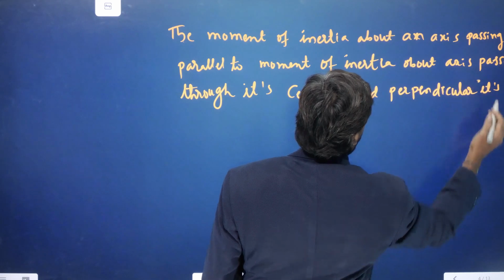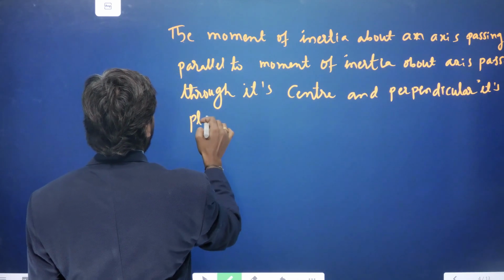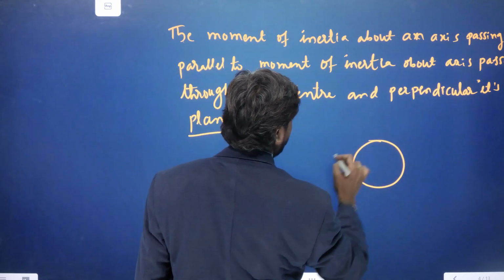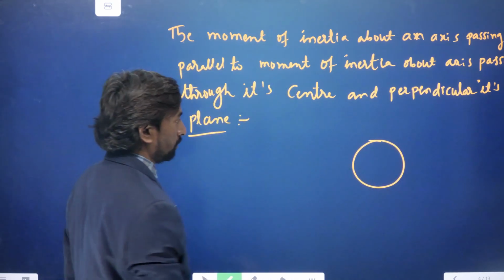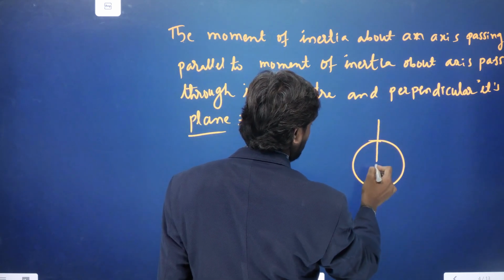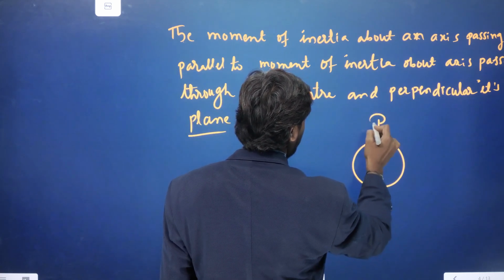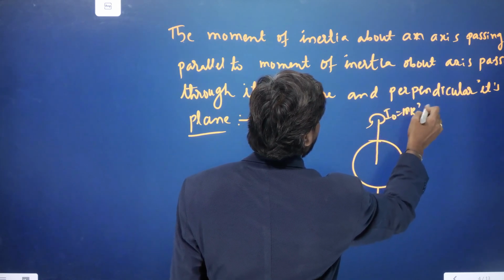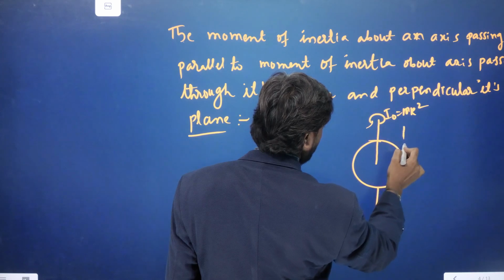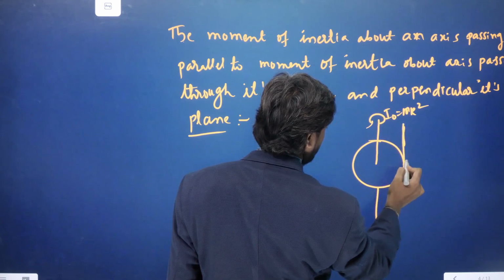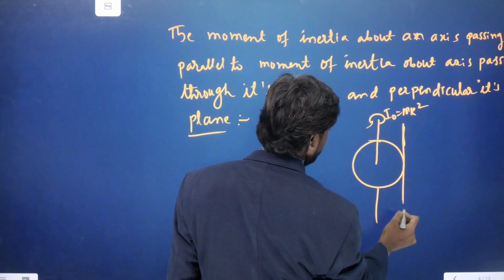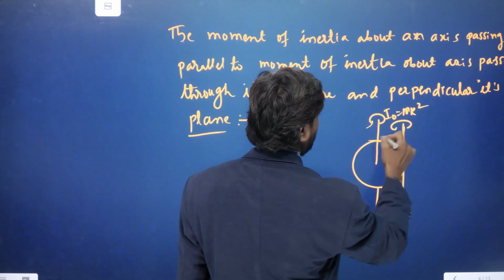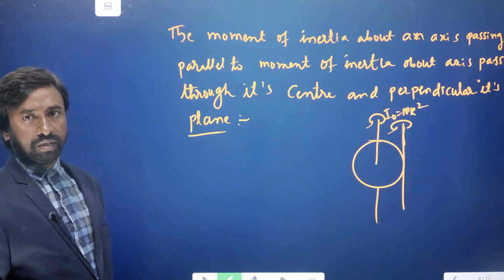What does that mean? Suppose this is a ring, and we know the moment of inertia about the axis passing through its center perpendicular to its plane is I equals mr square. Now about this line, which is parallel to that one, we should find the moment of inertia.